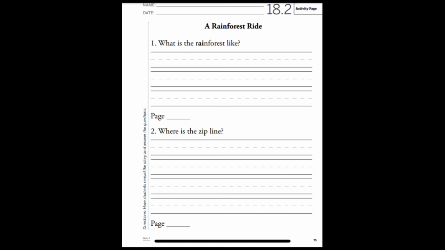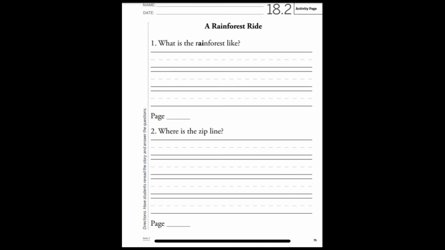Here we are, activity 18.2. I know this is the correct activity because if I look at the top, it says a rainforest ride, which is the same exact title as our story. So if you have your skills book, write your name on top of the line where it says name, first name and last name, and write today's date. So I'm going to read question 1, 2, 3, and 4 for you.